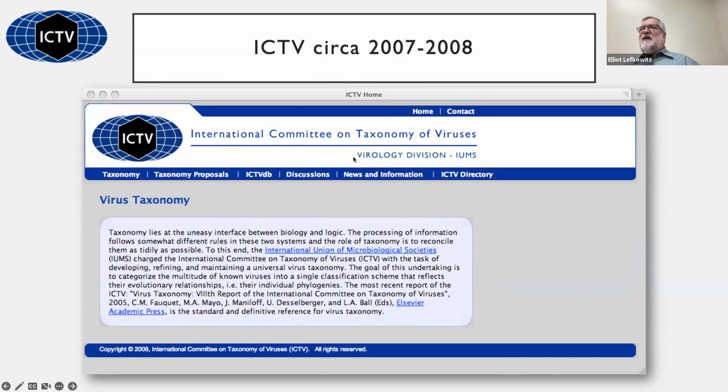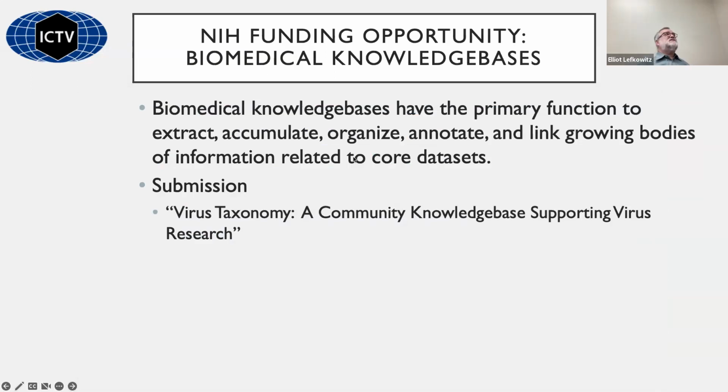So we could always provide the basic information. That took a bit of work, but we were happy to do that. But we knew we wanted to provide more information, more tools and such. And so a couple of years ago, there was this NIH funding opportunity called biomedical knowledge bases that function to take information about biological entities and organize it, annotate it, and make it available to investigators around the world. And so I submitted a proposal, virus taxonomy, a community knowledge base supporting virus research under this biological knowledge base RFA. And about a year ago, that was funded.